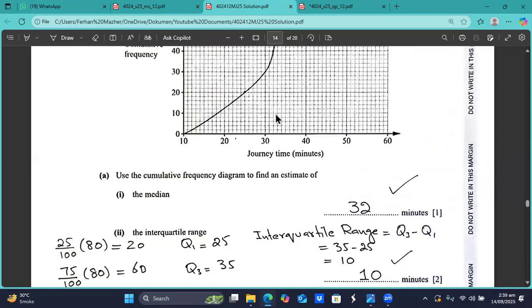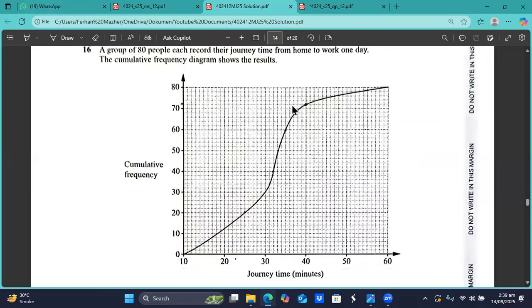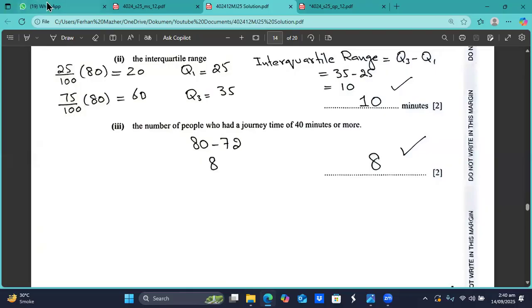Okay, let me show you again. From 40, I will go and check what this value is, that's 72. Because the question says 40 minutes or more, you have to check how many people are above this point. So that will be 80 minus 72, and that will be 8. So this is how this is done.